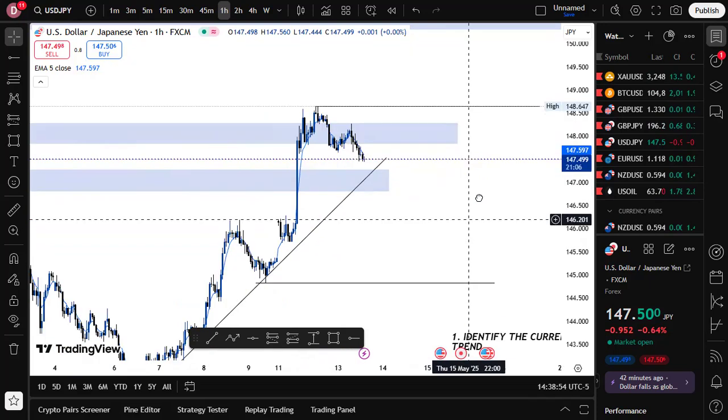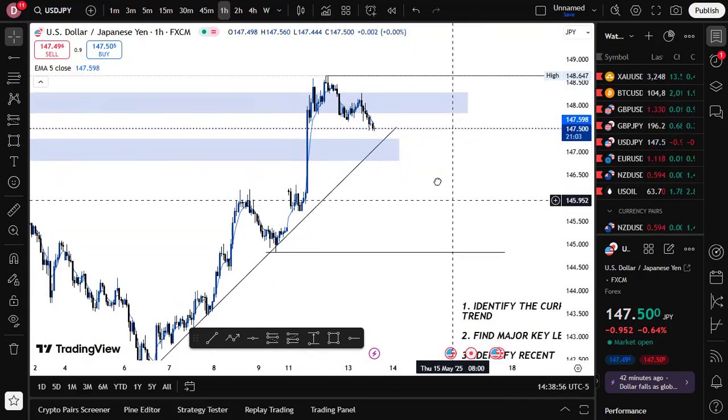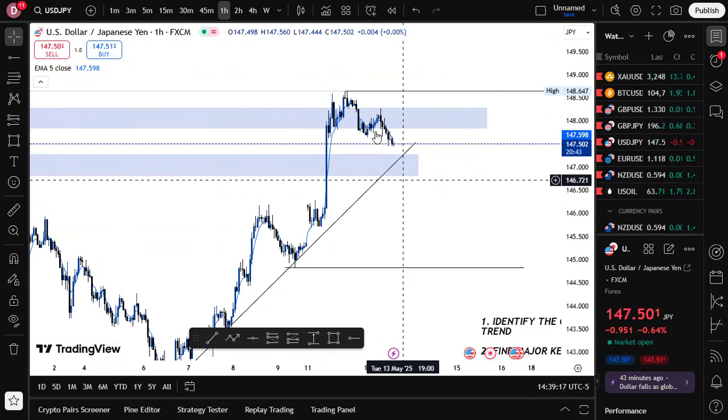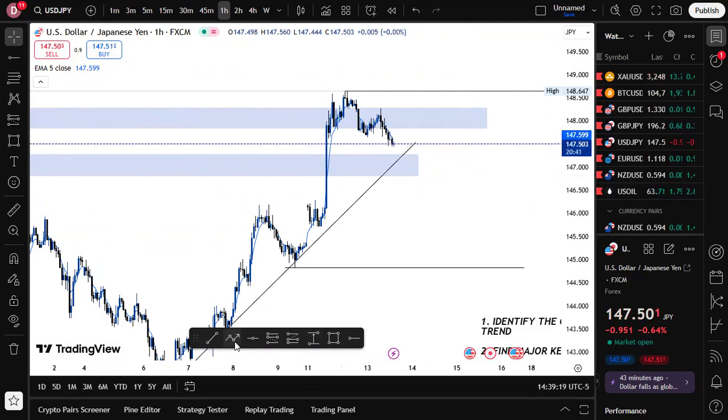So now after I have drawn this, we're looking for our entry confirmation: candlesticks and chart patterns, like double top, double bottom, inverted head and shoulders, and other things again. The candlestick patterns: shooting star, hammer, pin bar, morning star, evening star, and all of that, right? So now, as I said, this is what I'm expecting that price will do.